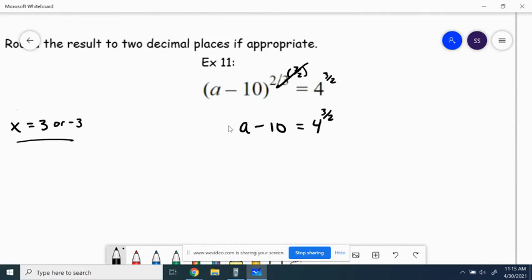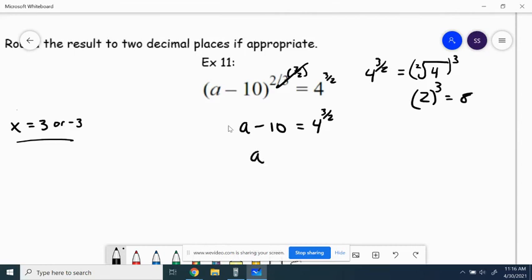And now I can simplify this part here. So if I want to write 4 to the 3/2 as a radical, the 2 would be the root, and then we'd be raising this to the third power. We already know what the root of 4 squared would be, that would be 2, and this raised to the third power would equal 8.